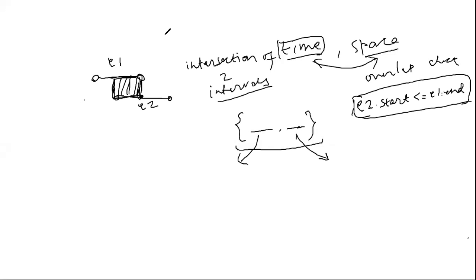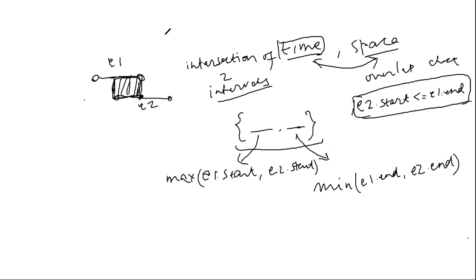The first value could be the maximum of E1 start and E2 start. This is the first value, okay. The second value could be the minimum of E1 dot end and E2 dot end. So it looks good to me. Thanks for suggesting that. Anyone has any questions on that, or it looks too challenging to figure that out?